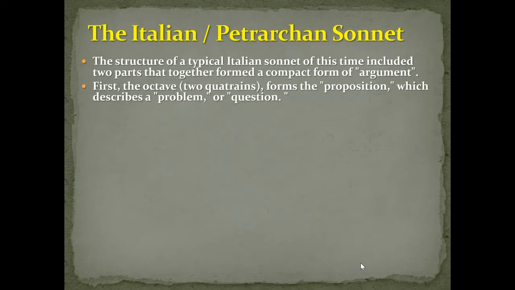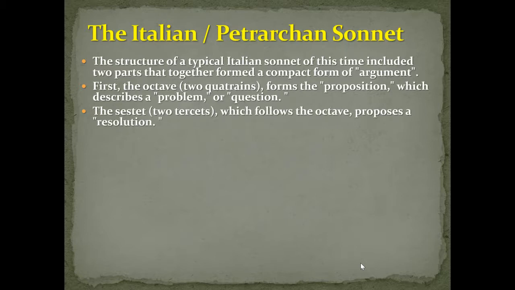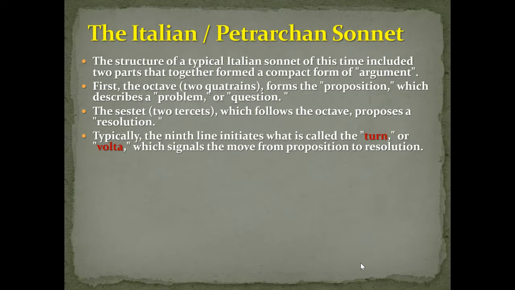The first part, the octave, which is two quatrains, so 8 lines divided into 4 lines, forms the proposition, which describes a problem or question. The sestet, or two tercets, so 6 lines total, two divisions of 3 lines, follows the octave and usually proposes some sort of resolution, right? Typically the ninth line indicates what is called a turn, and this is crucial for sonnet writing. There always has to be some sort of turn, which in terms of the literary device is called the volta. And this signals some sort of movement from proposition to resolution.